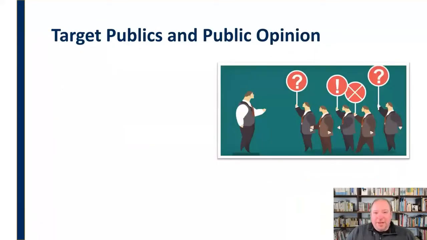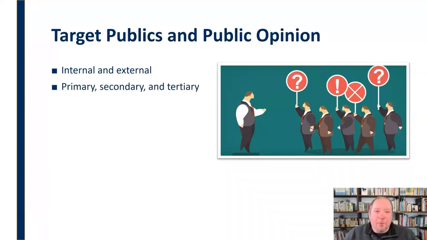We also need to identify, again, our target publics and public opinion. This includes both internal and external publics, because you're going to have influencers and opinion shapers that are both inside the organization and external to that organization. So we need to be concerned with both and identify publics in both of those areas.